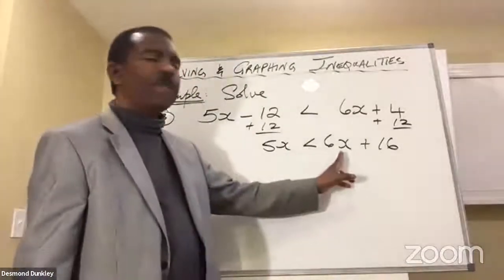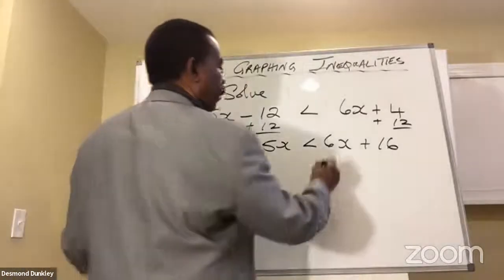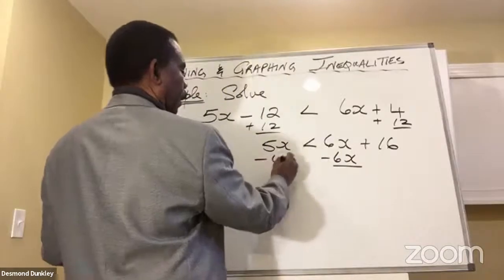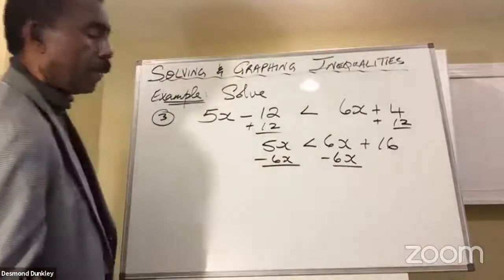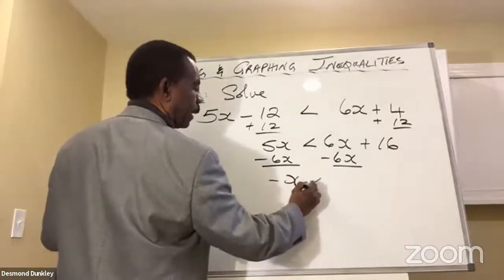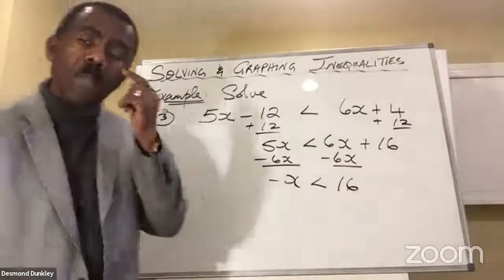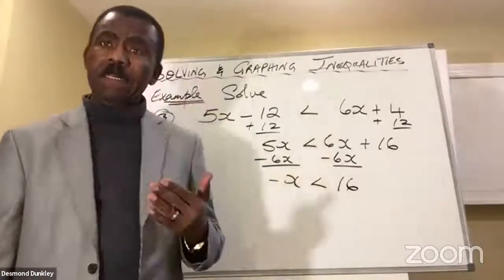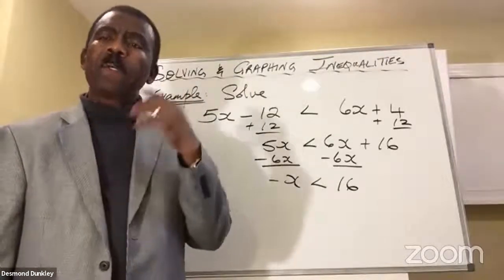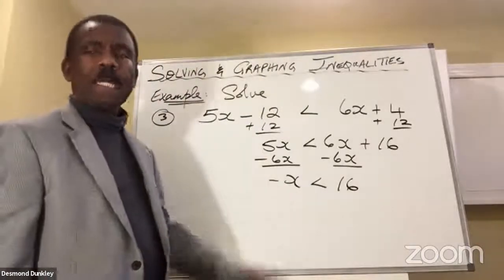So now we need to get rid of this positive 6x. So I need to bring it over here. So how do we do that? We subtract 6x. When you subtract 6x from here, you end up with negative x less than 16. But we do not want to find what negative x is. We want to find what positive x, what range of values would satisfy positive x. So we need to get rid of this negative sign.